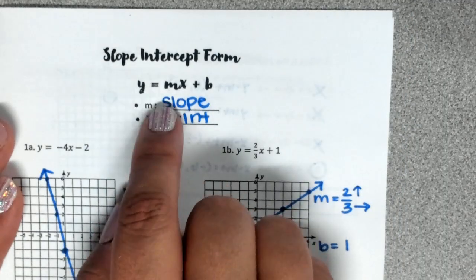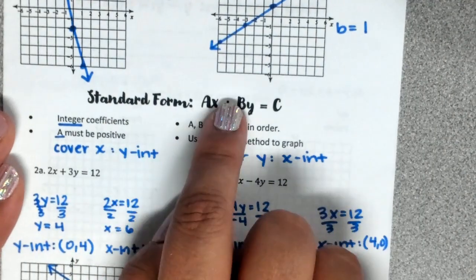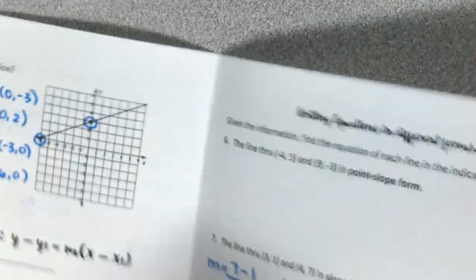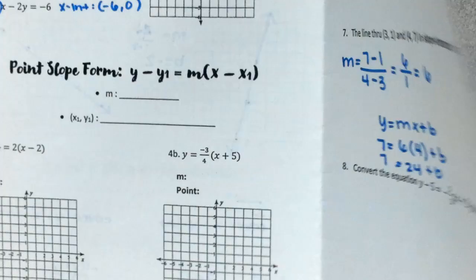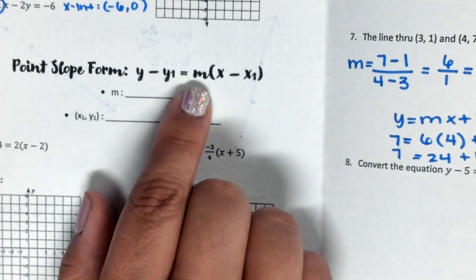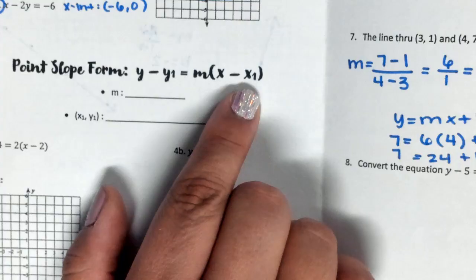All right, so yesterday we talked about slope-intercept form, y equals mx plus b. We talked about standard form, ax plus by equals c. Today, we're going to talk about point-slope form. And that is y minus y1 equals m, parentheses x minus x1.